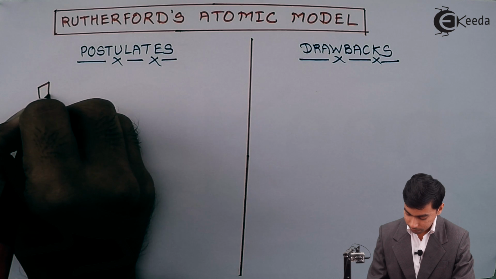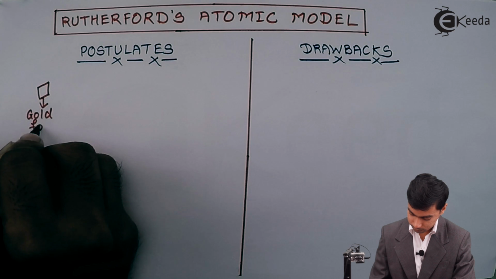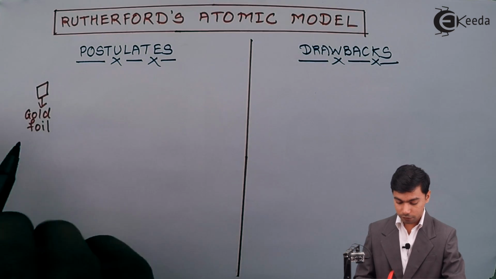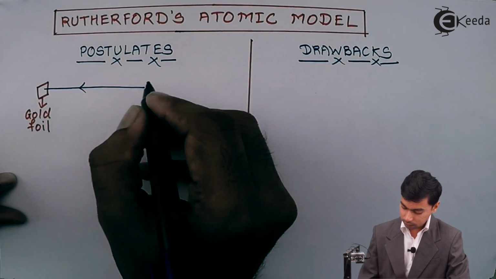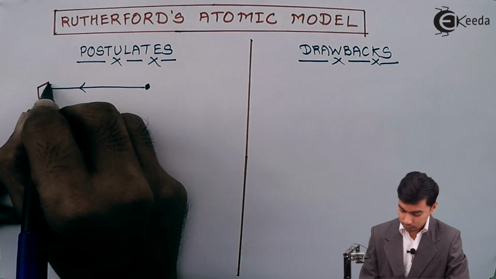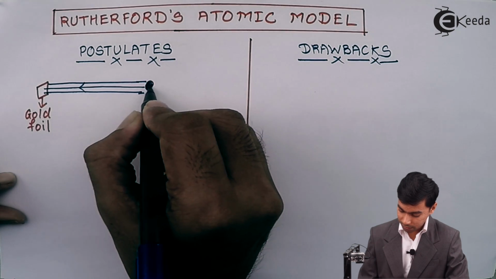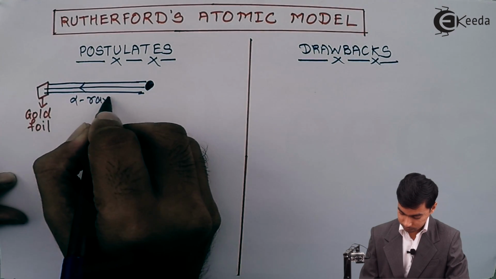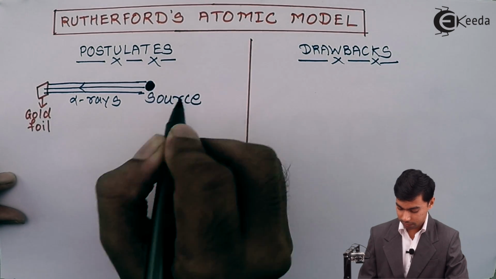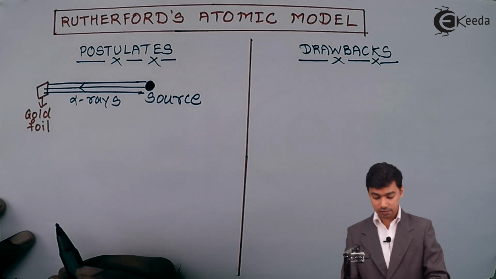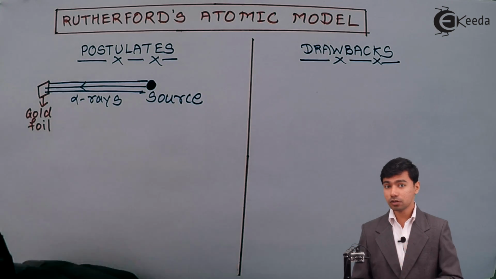he took one foil, that is gold foil. On that gold foil, he passed some kind of rays, that is nothing but alpha rays. And what is this? This is the source of alpha rays. After passing these alpha rays from a source onto a gold foil, what was observed by Rutherford?